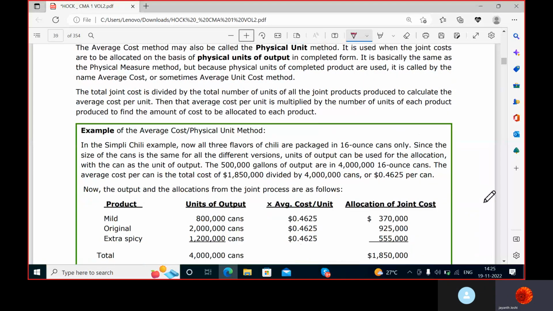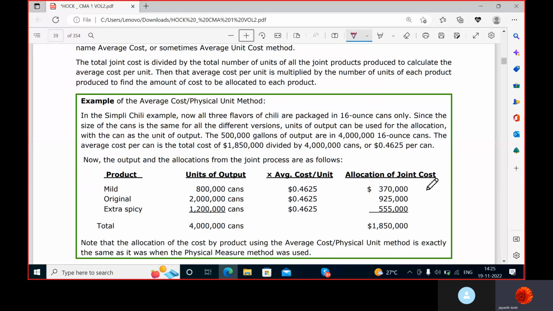Now in the same Simply Chili example, all three flavors of chili are packaged in 16-ounce cans only, so you don't have any other option. Since the size of the cans is the same for all different versions, units of output can be used for calculation, with the can as the unit of output. 500,000 gallons of output is in these 16-ounce cans.